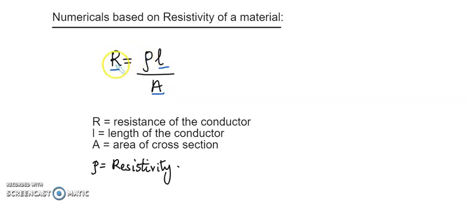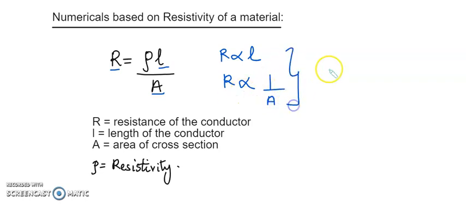So the relationship is that the resistance is directly proportional to the length of the wire and inversely proportional to the cross-sectional area. Together we say that the resistance in the circuit is directly proportional to the length divided by area. When you remove the proportionality sign, you put rho, the constant of proportionality, and this rho is called the resistivity of the conductor. So we are going to talk about the numericals based on this.